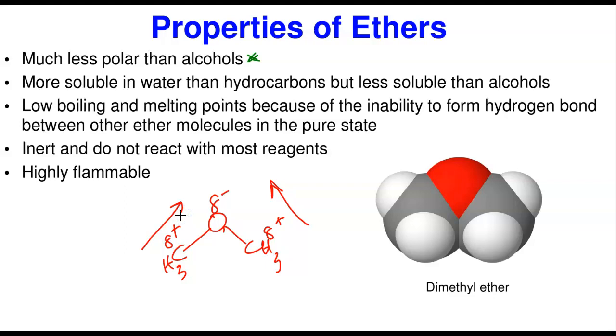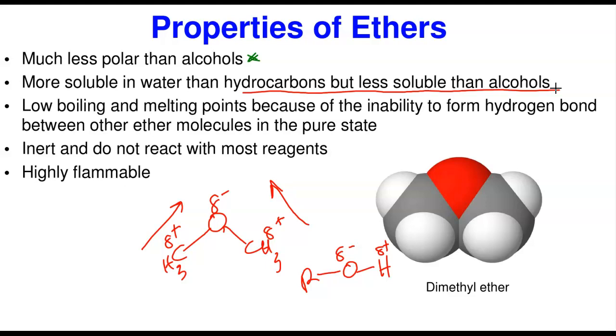But this polarity is not close to what you have in alcohols, where the difference is much higher. The polar bond in alcohols is much stronger than what you have here. That is why ethers are much less polar than alcohols. However, because they are polar, they are more soluble in water than hydrocarbons. The hydrocarbons are the alkanes, the alkenes, the alkynes, and even the aromatics, because those do not contain any polar bonds at all.